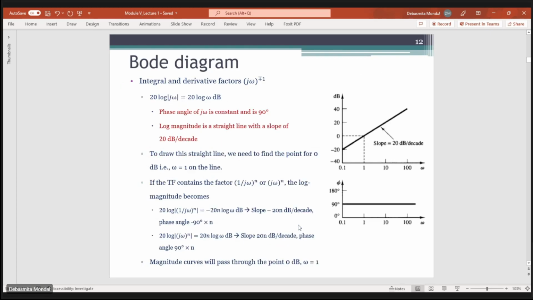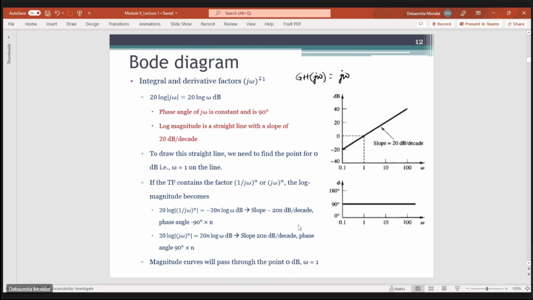Now if we consider the derivative term, let's say GH of j omega is now equal to j omega. We can simply find out the magnitude part. So 20 log magnitude of GH of j omega, that is the magnitude of j omega, is equal to 20 log omega, and the phase angle of j omega is equal to plus 90 degrees. So we can draw the Bode plot for this derivative factor as a straight line with a slope of plus 20 dB per decade, and the phase curve is a constant one at plus 90 degrees.